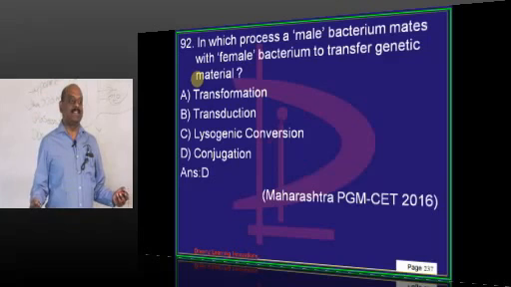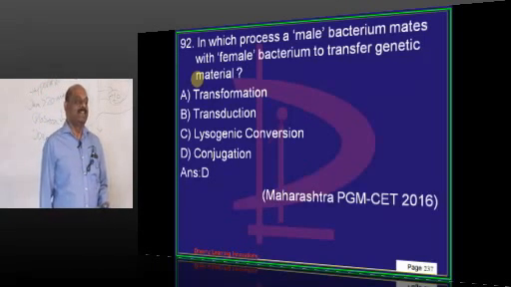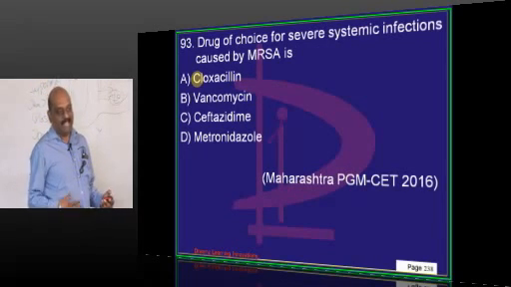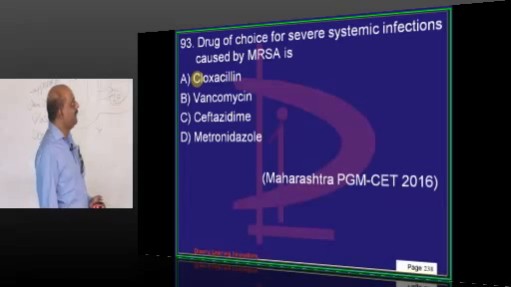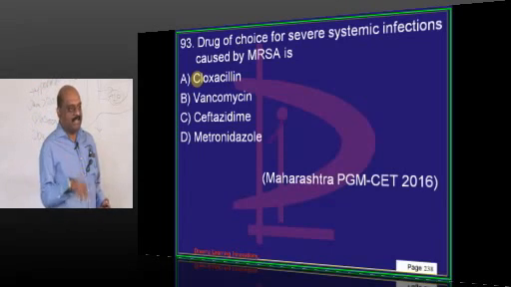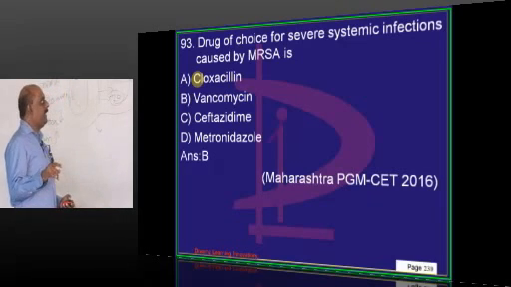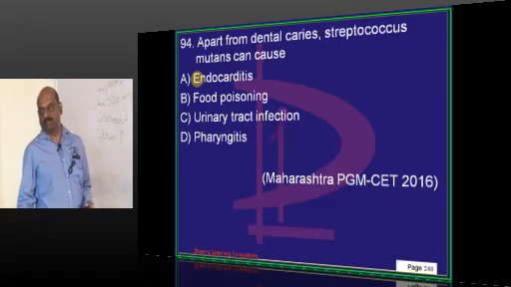This is the examiner's simplicity, right? In between, I am just checking if any challenging question will come, so I am watching. Maybe in the entire history of Maharashtra, this is the easiest paper. I don't know. So, what is the drug of choice for MRSA? Vanco.